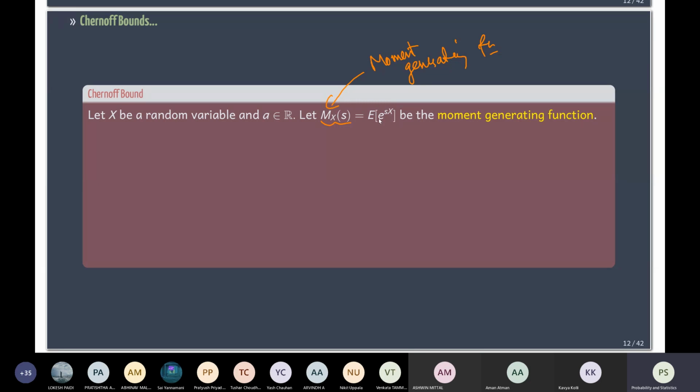It's just the expectation of the exponential of sX, where X is the given random variable. We know the exponential of sX using the Taylor series, right? So 1 plus sX plus (1 by 2) s squared X squared, something like that. So that's the expansion of the exponential in the Taylor series, which we know. It's just that now I have to take expectation here, so it will be the expectation of each term and so on.